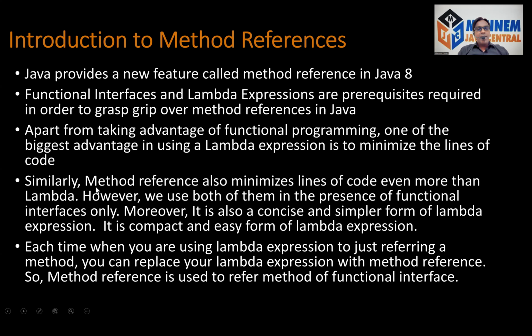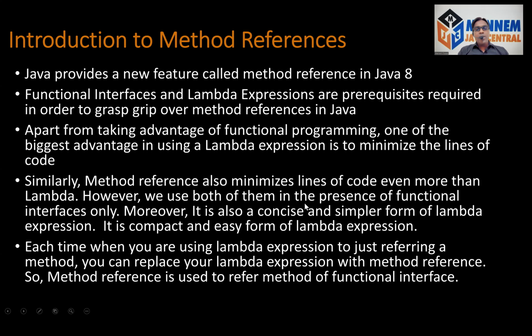Similarly, method references also minimize the lines of code even more than Lambda. You already know functional interfaces and Lambda expressions reduce your code lines. And more than functional interfaces and Lambda expressions, method references will provide fewer lines of code and more readability of your functionality.